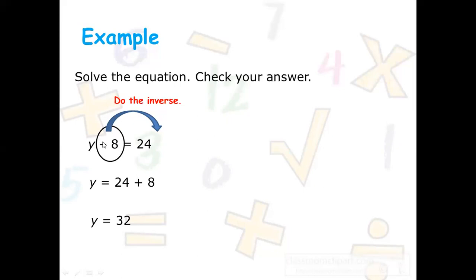Now, what if there was +8 here? Then what happens when it changes the side? It will become -8. Okay, so you have to keep that in mind. Now they said check your answer. So let's check the answer. This is how you check your answer.